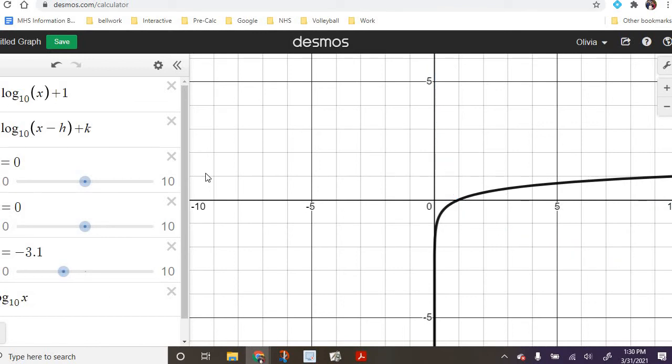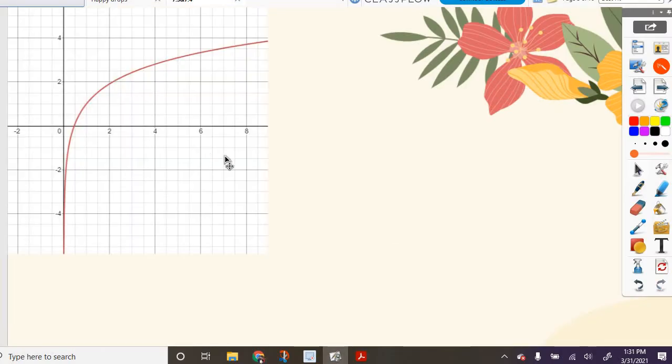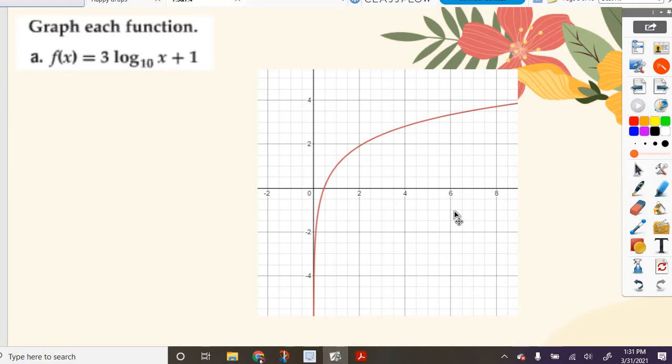So let's go ahead, get a copy of this graph right here, and we're going to put that in. So here's what our graph would look like. Some key things to point out. Remember that we said we've moved our graph up 1, but that means that we haven't changed where our asymptote is. Our asymptote is still going to be x equals 0.